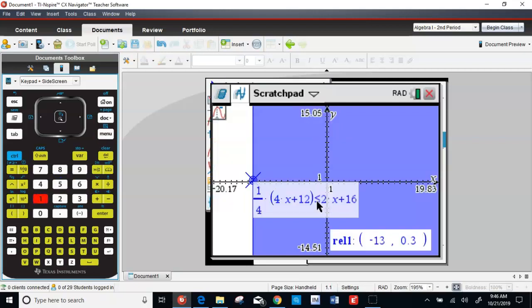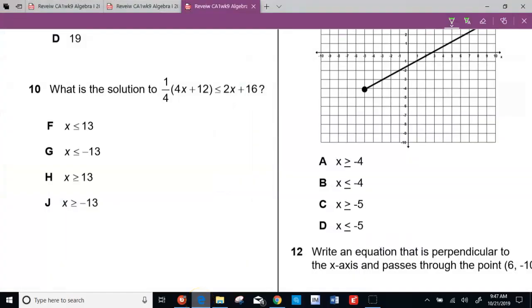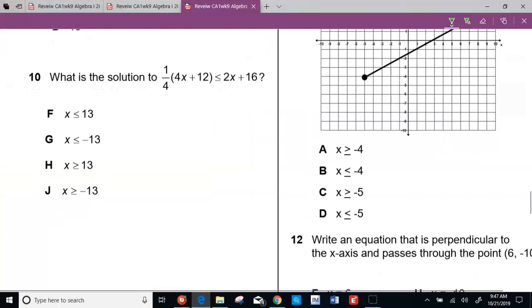5, 1 to get a point on the line, I get the following point, negative 13 and 0.3. All I care about though is the x value. Look at the x value. It crosses at negative 13. So what that means is that our line, whoops, let me put this back. Our line, which is on the x-axis, hits at negative 13. So we need to have those two numbers in place. I can take out h and I can take out f. Now it's a matter of which symbol do I use.